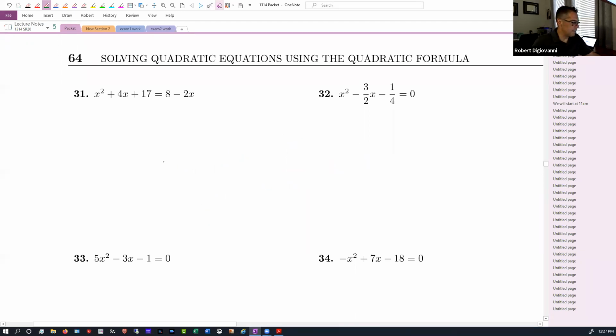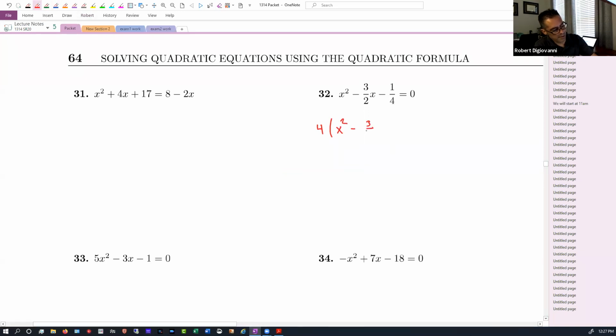Okay, everyone, let's take a look now at number 32. It's the first one where we actually have some fractions involved. But it's a quadratic equation. It has the x term, so we can't use the short method or the square root method. So we have to use the quadratic formula or factoring. I'm going to multiply both sides by 4 because that's my LCD.